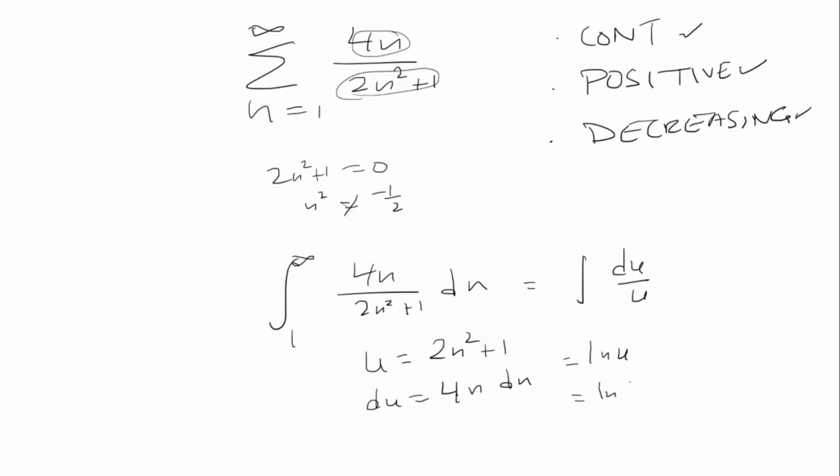And u we said was 2n squared plus 1. But we have to evaluate it from 1 to infinity. And as n approaches infinity, this thing goes to infinity. Therefore, the limit is infinite. So the integral is infinite, therefore the series diverges.